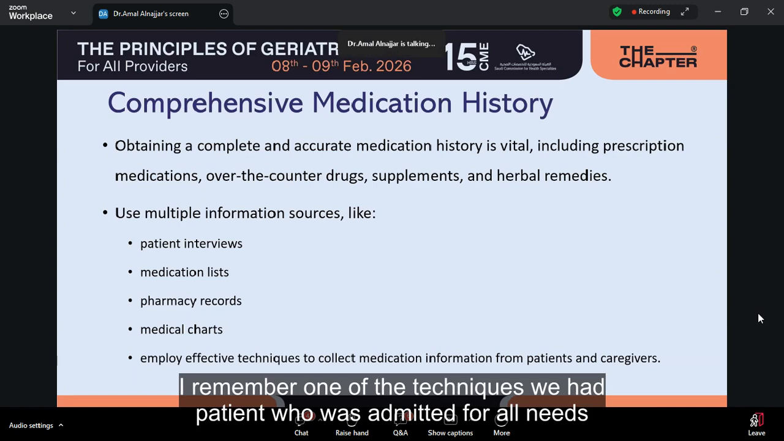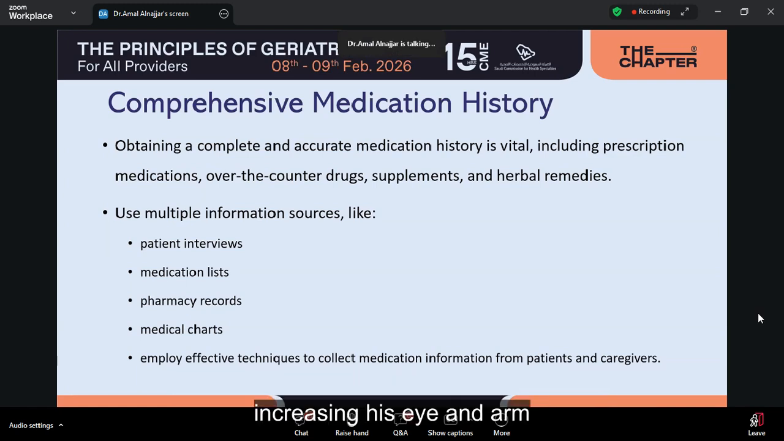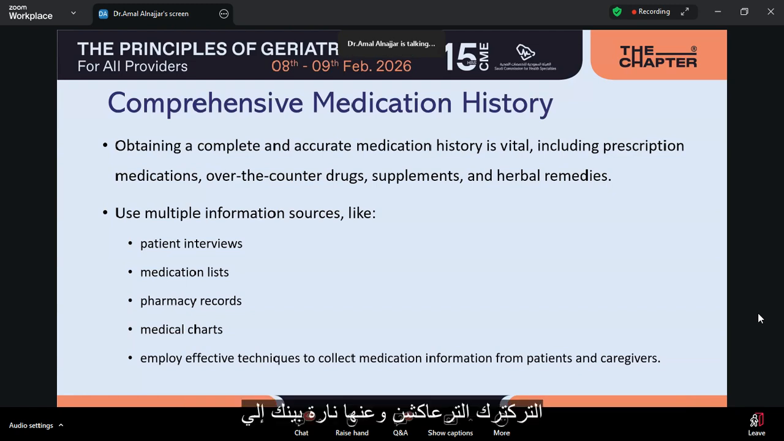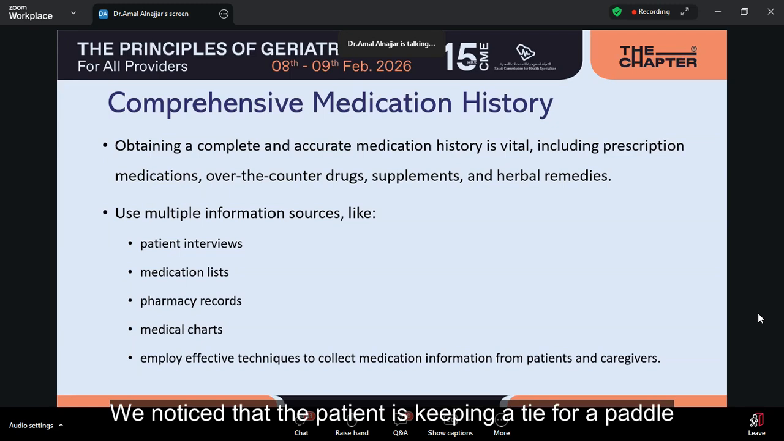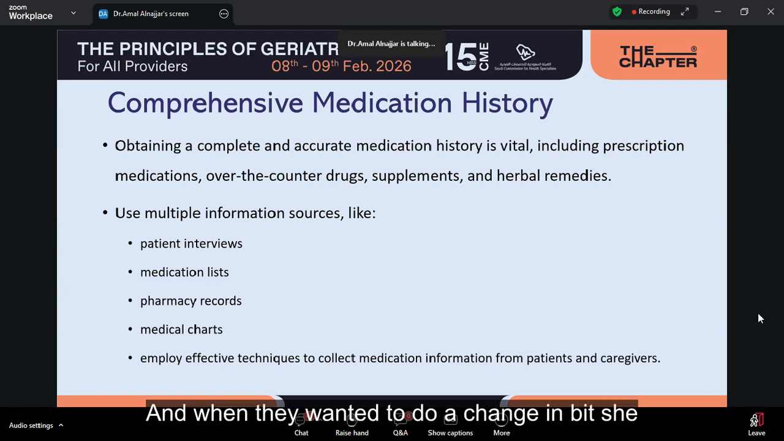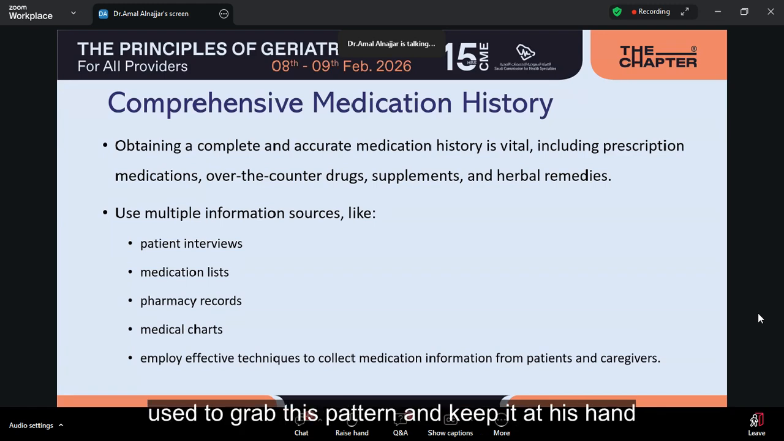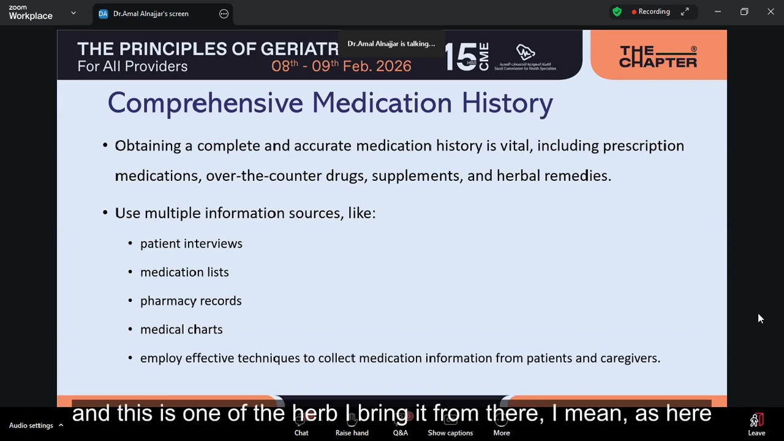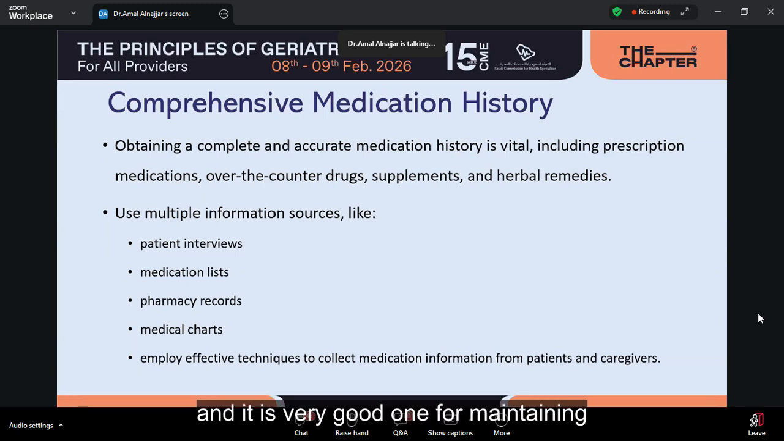I remember one case: we had a patient who was admitted for an increase in his INR. When we checked all his medication, there was no drug-drug interaction, and his INR kept being elevated. And one of the things we noticed was that the patient was keeping a bottle under his pillow. When they wanted to change the bed sheets, he used to grab this bottle and keep it at his head. I asked him, what is this, uncle? He was a geriatric patient. He said, this is one of the herbs. I brought it from Asir, and it is very good for maintaining my health.